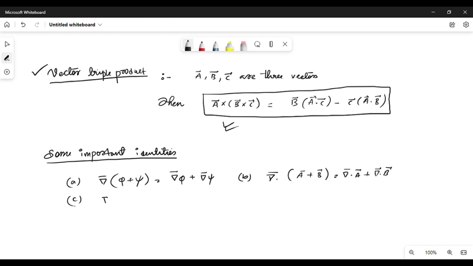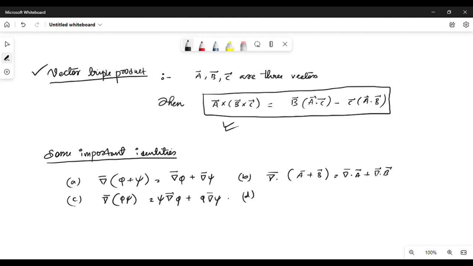Then the third property is as follows. It is the gradient of the product of two scalar functions. It is gradient of phi psi. You can use the UV rule: gradient of phi, then the first scalar function times gradient of psi plus psi gradient of phi. That means you are using the UV rule from the differentiation formula, you may use this.